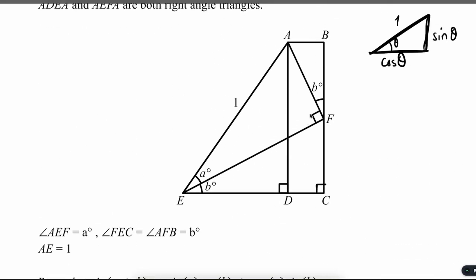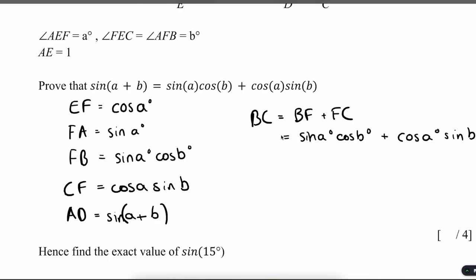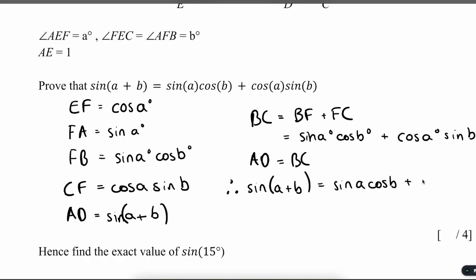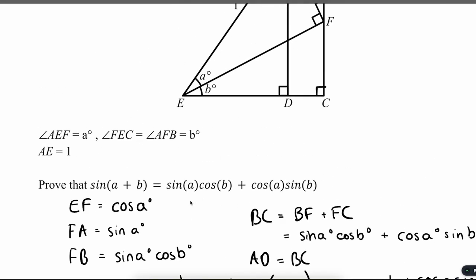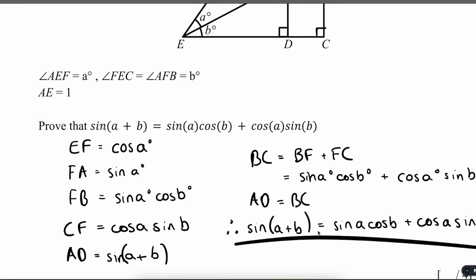Now, because ABCD is a rectangle, as it says up here, we know that AD equals BC, therefore sine (A plus B) equals sine A cos B plus cos A sine B. Okay, and that is how we got our proof. Very, very long-winded. I understand if you run out of space. If you do run out of space on that question, then just use extra paper because it is quite a cramped area to do that whole proof in.